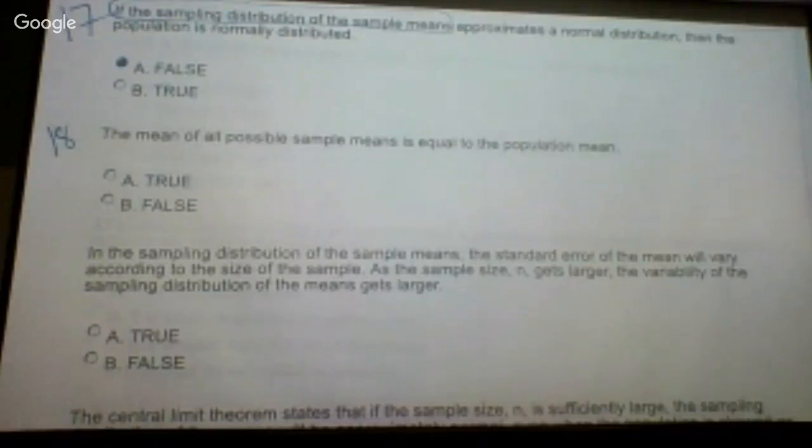18. The mean of all possible sample means is equal to the population mean. The mean of all means is the mean. Makes sense, right? What do you think? True or false? 1, 2, 3. I'm going to go with true.